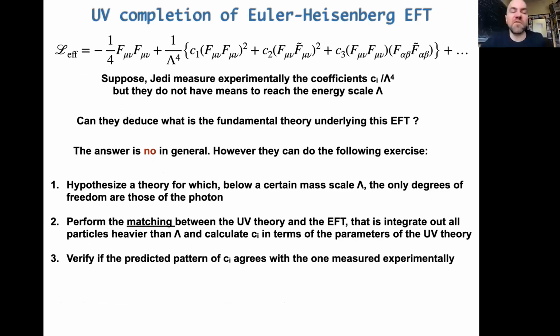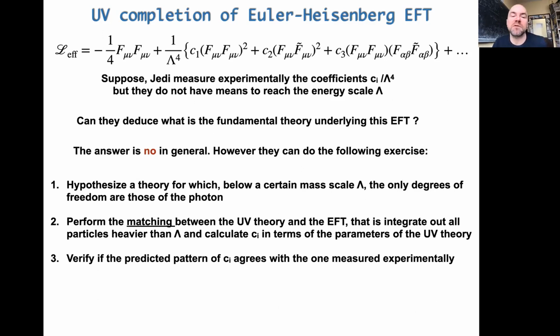So let me just finish this example of the Euler-Heisenberg EFT by changing perspective a little bit. So far, we have written the effective Lagrangian starting from the bottom up, just starting from the particle content and the symmetries of the theory. But what is the meaning of these higher dimensional operators? What do they actually describe? What kind of more fundamental physics do they describe?